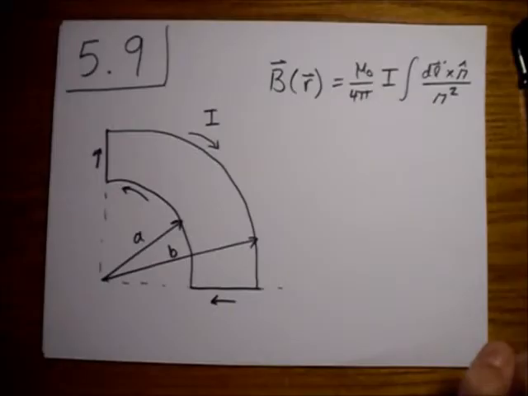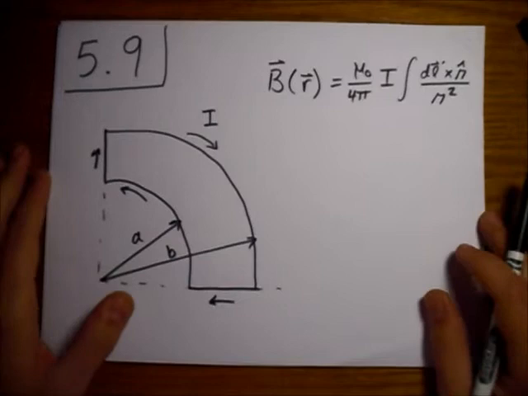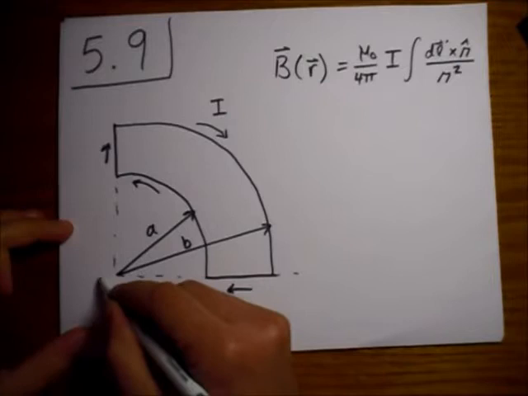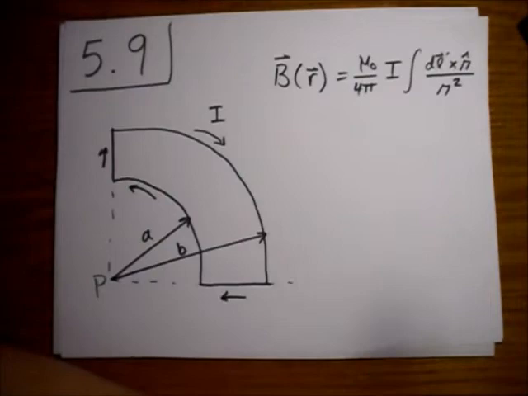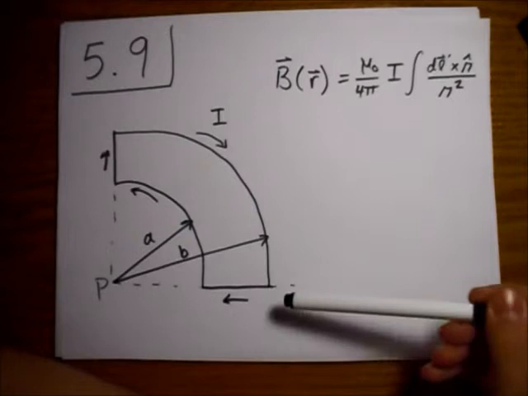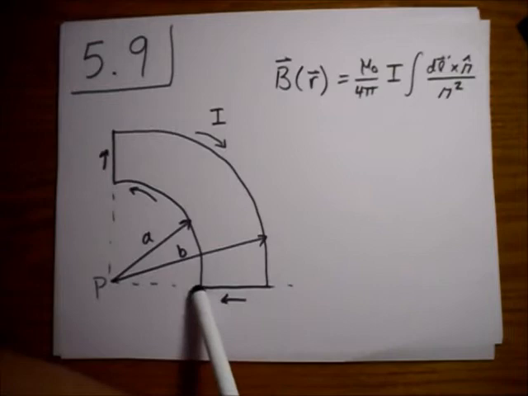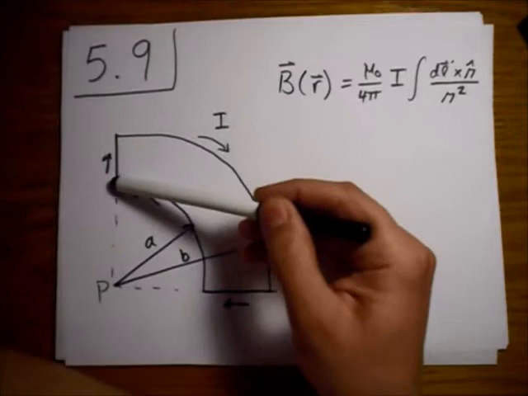This is Griffiths Electrodynamics problem 5.9. We are going to be finding the magnetic field produced at this point P by this current configuration. What we've got here is a quarter of a circle. The current comes around this way at a radius of b, and then it travels straight in towards P, down to this radius of a, where it follows another quarter circle out to this point and then travels out again. We're going to use the Biot-Savart law for this.